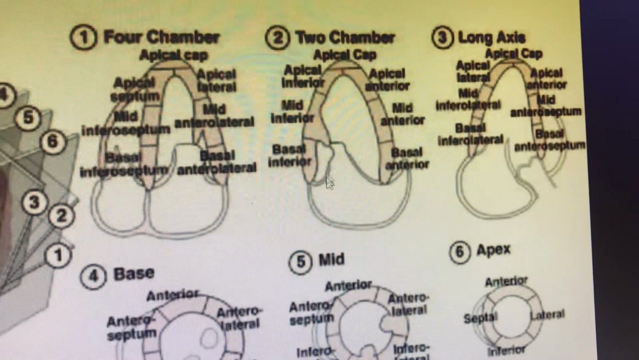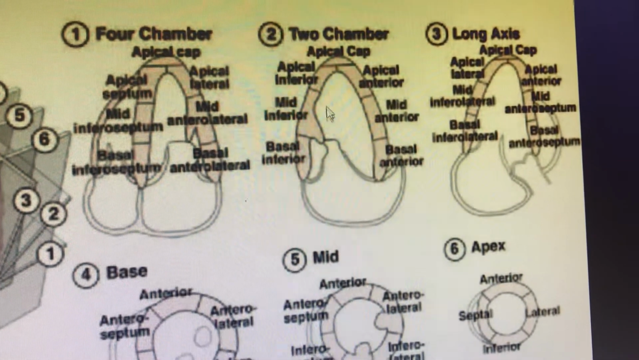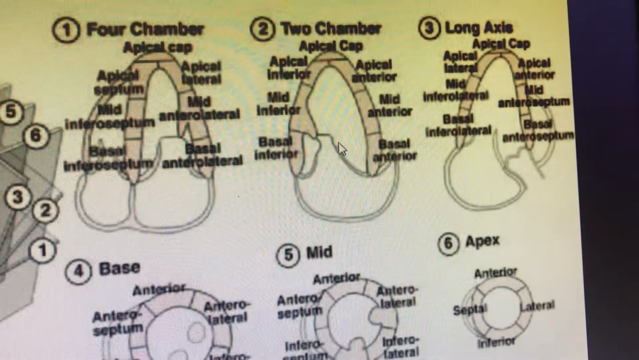So the apical two chamber view will give the missing segments of the apical four chamber view, that is the anterior and inferior wall. Only the posterior wall is not yet seen.